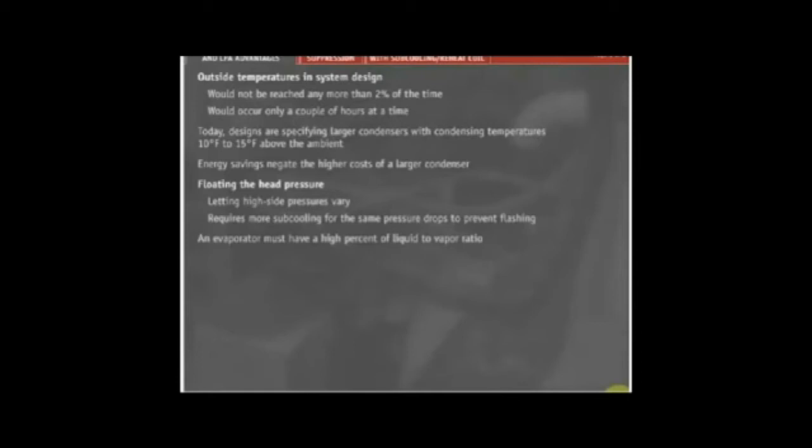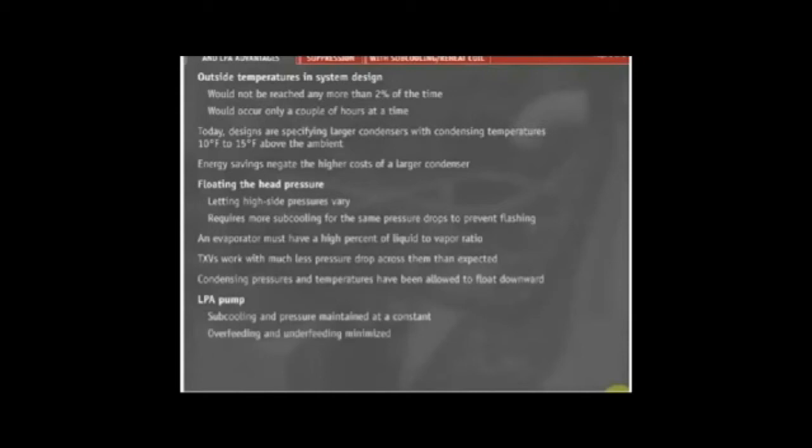For an evaporator to operate at peak efficiency, it must have a high percentage of liquid to vapor ratio entering the evaporator. It has been discovered that TXVs work with much less pressure drop across them than expected as long as pure liquid is supplied to them. Consequently, condensing pressures and temperatures have been allowed to float downward with the ambient temperature. With an LPA pump, subcooling and pressure can be maintained at a constant at the metering device. Overfeeding and underfeeding by the expansion valve, which dramatically affect the efficiency of the evaporator, will then be minimized.